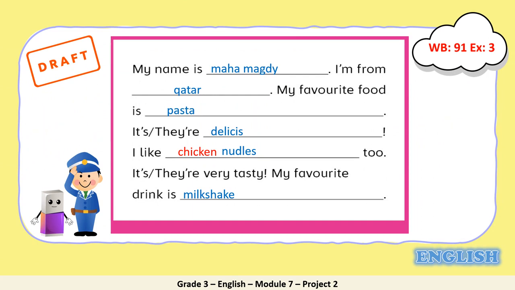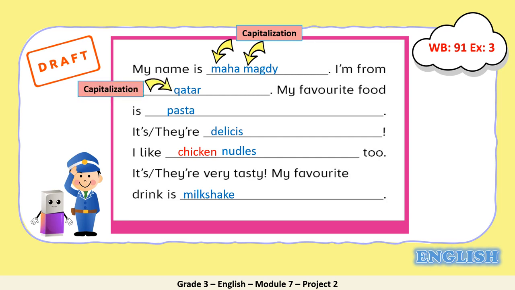We are almost done. Can you help me find the mistakes in my draft? In the first sentence, my name is Majdi, I need to use capital letters with both names. In the next sentence, I'm from Qatar, I also need to use capital letter with Qatar because it's the name of a country. Now, when I opened my student's book, I found that I wrote 2 words with spelling mistakes.